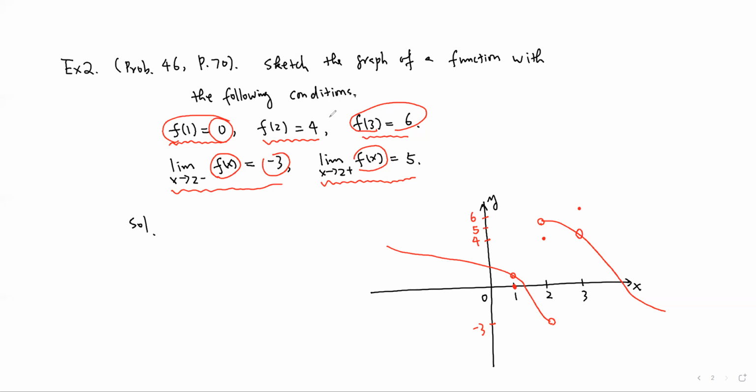There are many possible solutions. This is only one solution. For another solution, you can draw the curve like this. You see, a second solution. You can draw the graph like this, right? There are many possible solutions. This is just one of the solutions.